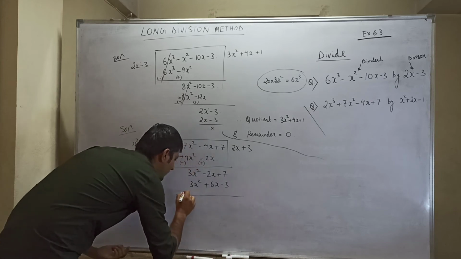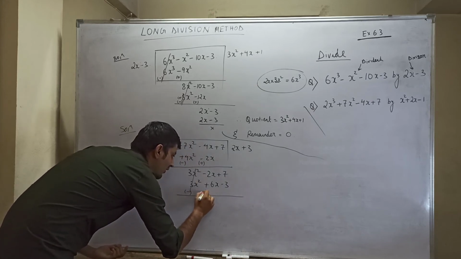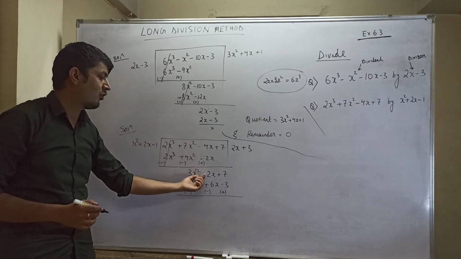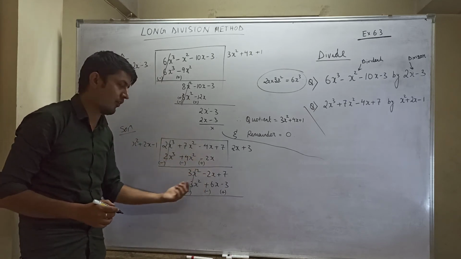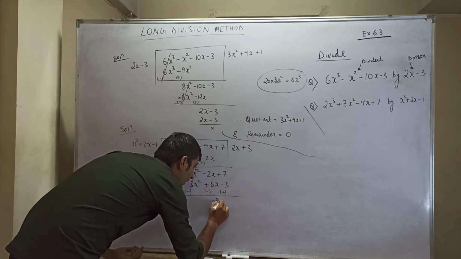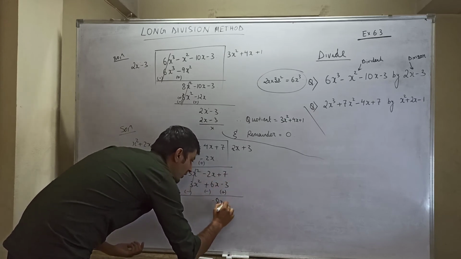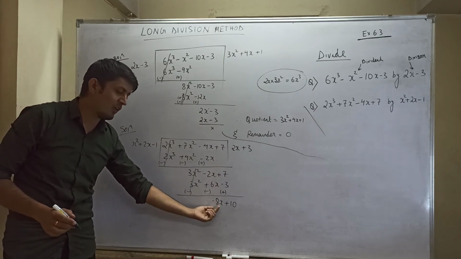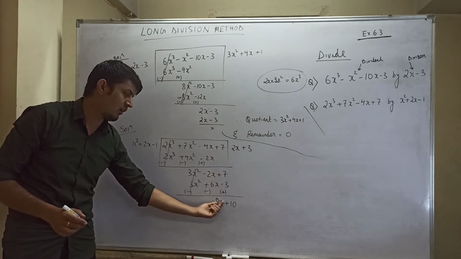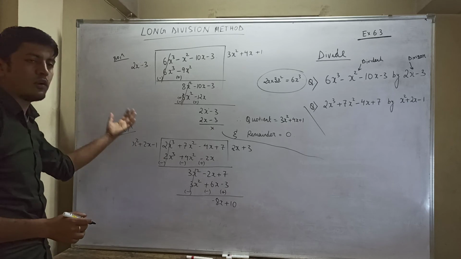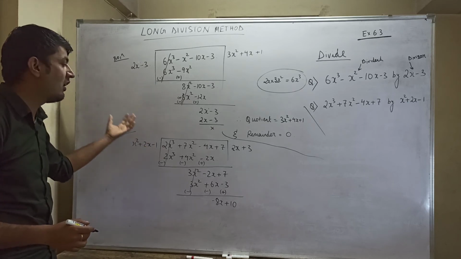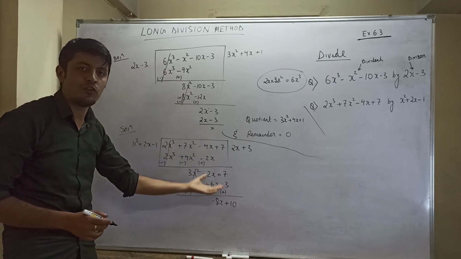Again you do subtraction, minus will cancel. This will become minus and this will become plus. So minus 2 minus 6 will become minus 8x. Then 7 plus 3 will become 10. Now look at the degree. The degree of the remainder is 1, okay? And what about the degree of the divisor? The degree of the divisor is 2. So you cannot divide further. Okay? So you have to stop here.